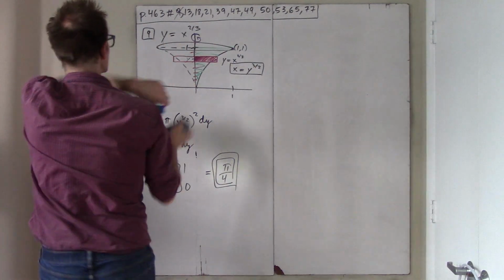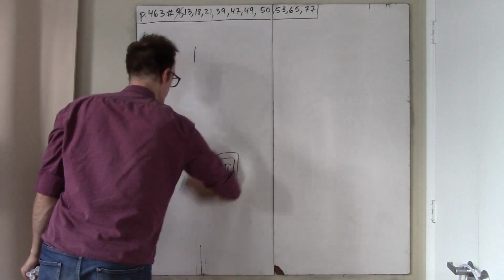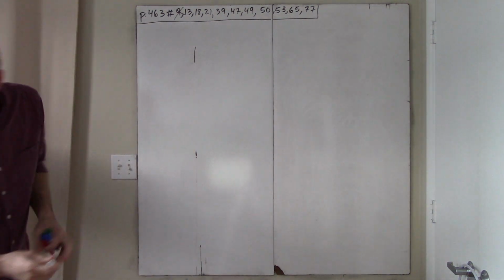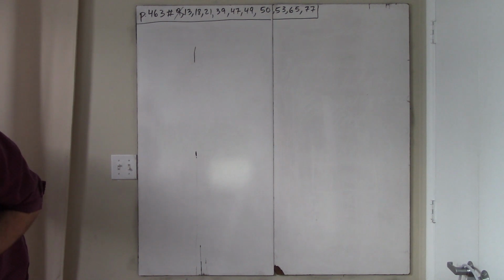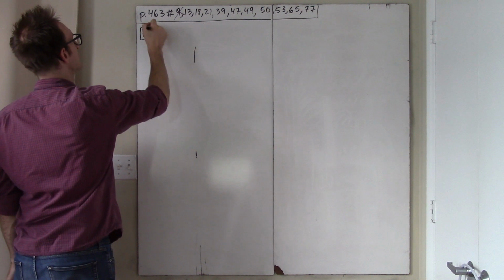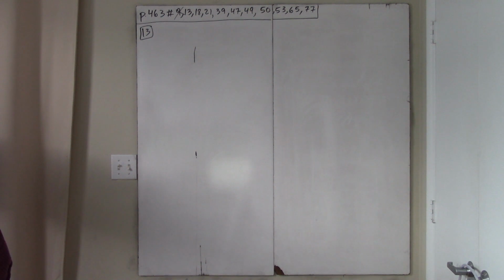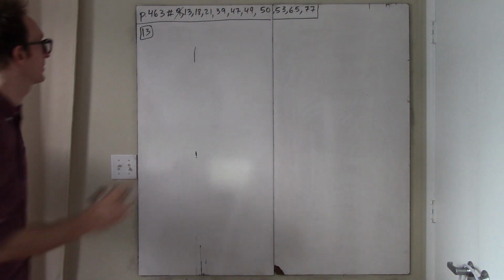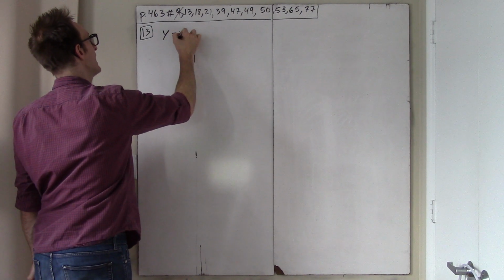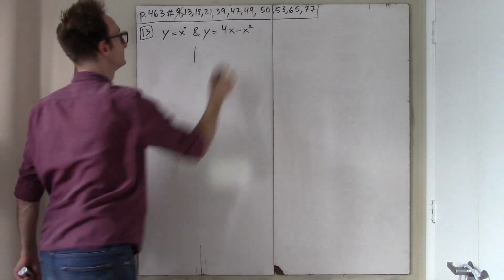So, what is 13? 13 gives you 2 parabolas. Okay, I actually did this problem on the Zoom call, and I asked you to do 13A and B. So the directions for 13 were: find the volume of the solid generated by revolving the region bounded by the graphs of the equations about the given lines. And so the first one we're revolving is about the x-axis. So we're given 2 curves. The curves we're given are y equals x squared and y equals 4x minus x squared.